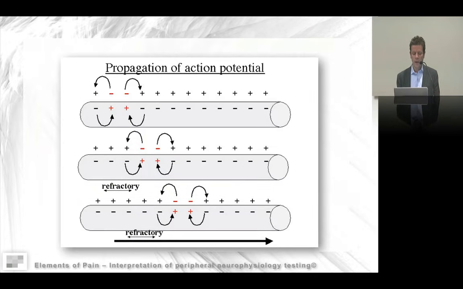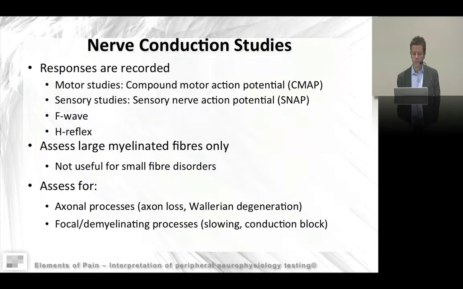So what we're recording is the electrical activity in the muscle in a motor study, not in the nerve itself. And so this shows the way that the action potential moves down the axon, and obviously we have some hyperpolarization behind such that we get minimal stimulation in the opposite direction. So what we record in a motor study is this electrical activity in the muscle, the compound motor action potential.